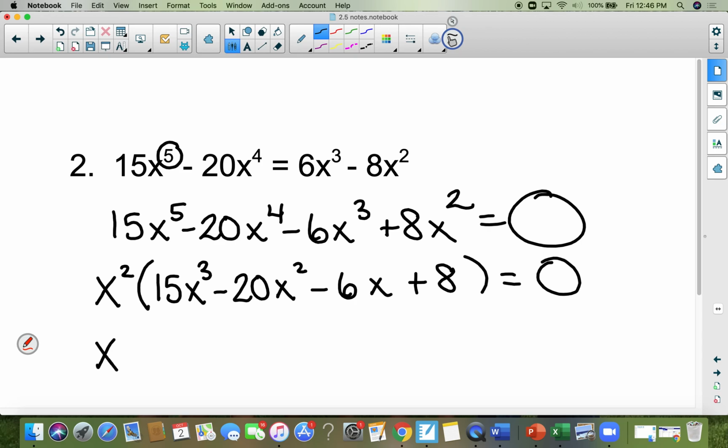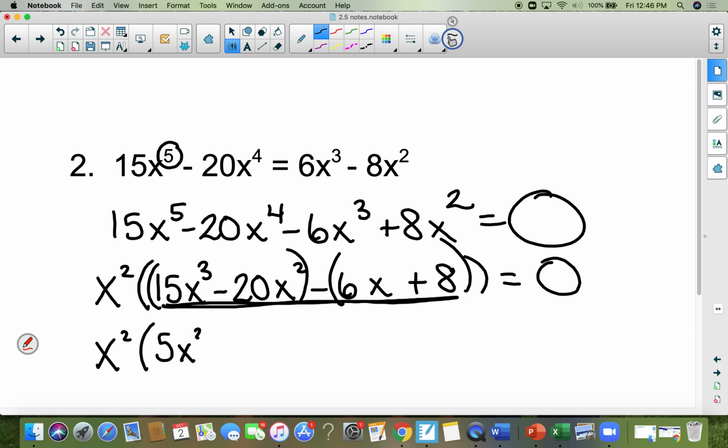I'm going to factor this, and we learned how to factor when there's 4 terms in chapter 1. You have to group the first 2 and group the second 2. Take out the greatest common factor in the first 2, which is 5x to the 2nd. When you take a 5x to the 2nd out of 15x to the 3rd, you get 3x minus 4.